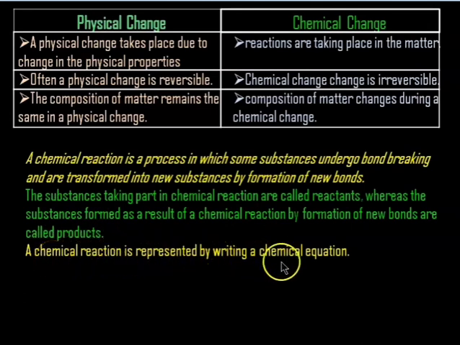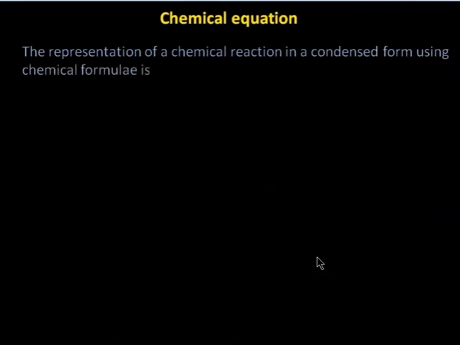Chemical reaction is represented by writing a chemical equation. Chemical equation, रासायनिक समीकरण. The representation of a chemical reaction in a condensed form using chemical formulae is called a chemical equation.